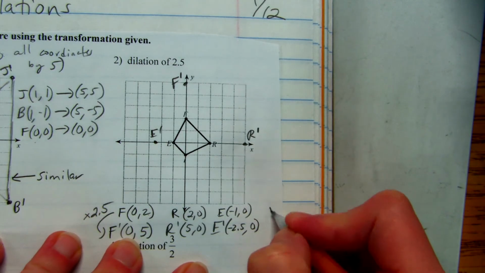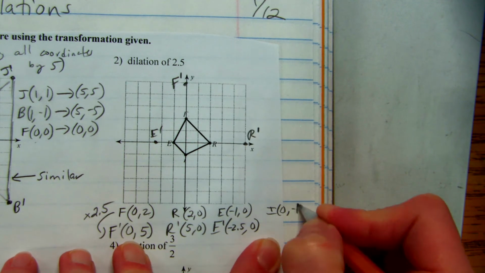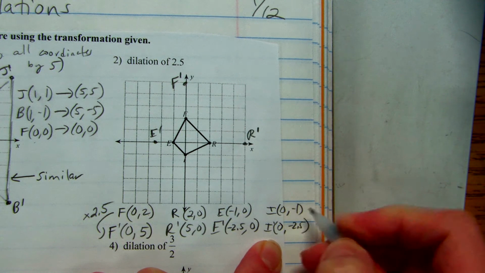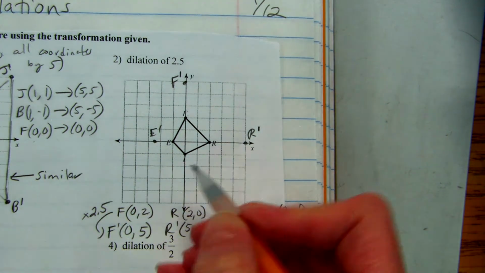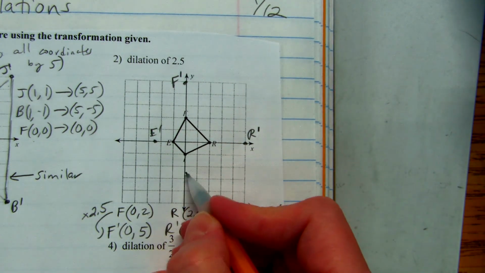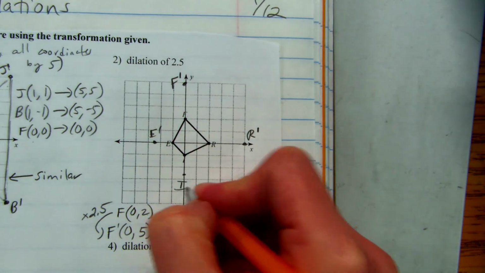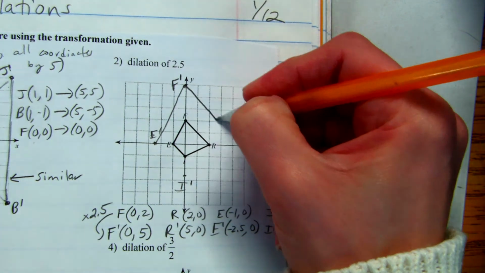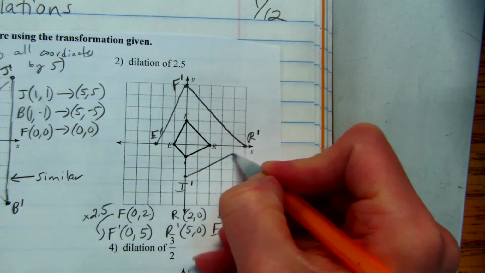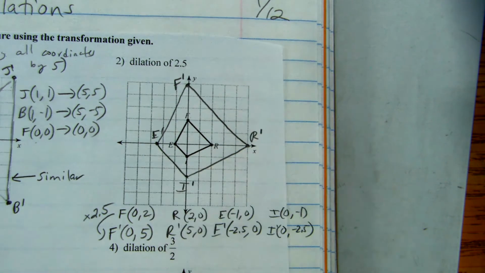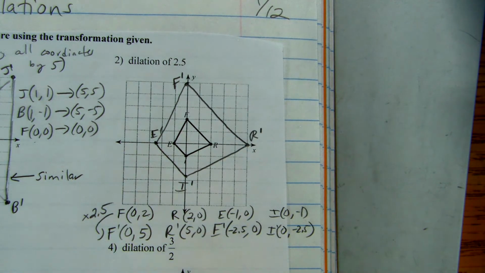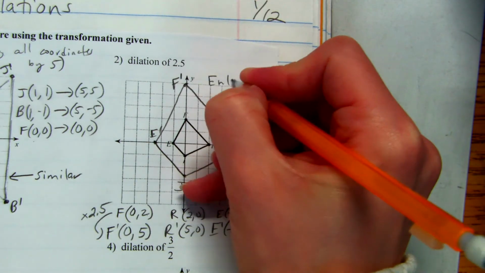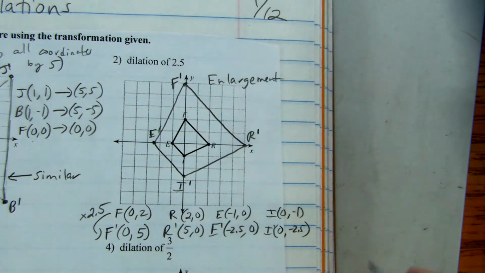And then I just have this one at the bottom, which I think says I. So I'll do that one over here. I is 0, negative 1. So I prime is going to be 0, negative 2.5, because I take negative 1 times 2.5 to get negative 2.5. So this point goes from here down to negative 2.5. We have I prime. If we connect all these, we will see that we have, again, enlarged the picture, and we have a similar shape. We use the word similar in math to mean it's the same shape, but we changed its size. So this is another enlargement, and I'm going to put that over here because it did get larger.